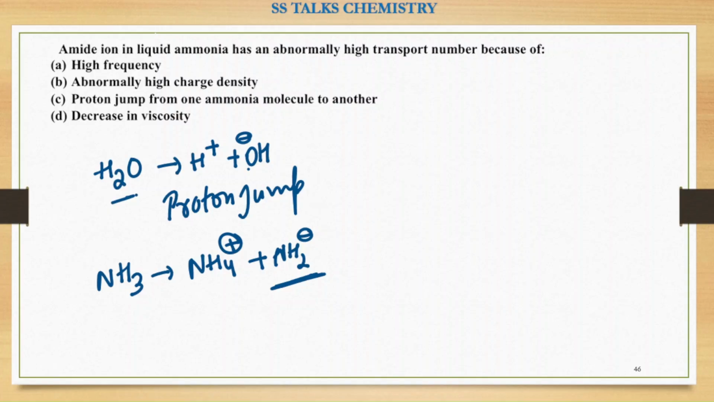Reason for that, it is again your proton jump. The solvent molecules will help this ion to move in the forward direction. Due to that, their transport number is going to be high. So it's proton jump from one ammonia molecule to the other. That is why these amide ions can move easily. C is the correct answer.